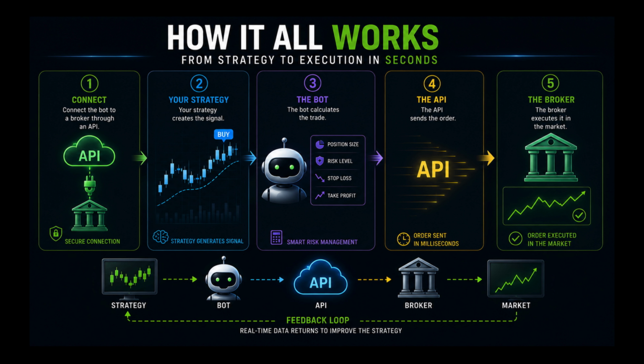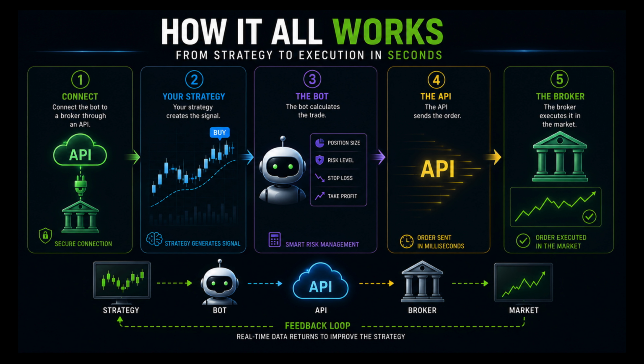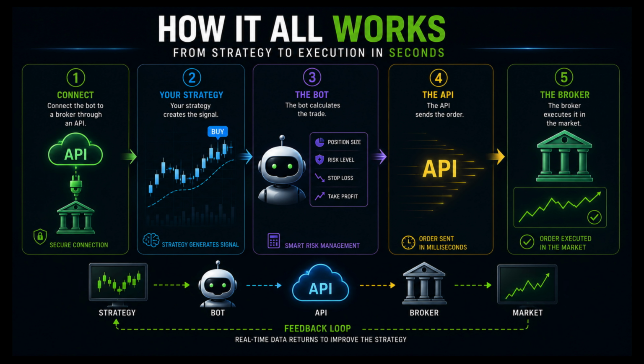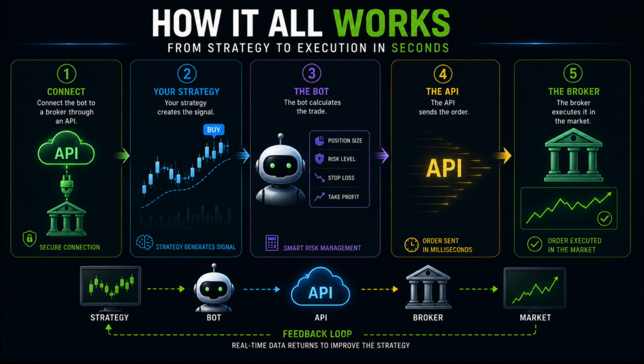Finally, connect the bot to a broker through an API. Your strategy creates the signal, the bot calculates the trade, the API sends the order, and the broker executes it. That is the basic workflow behind an automated day trading system.